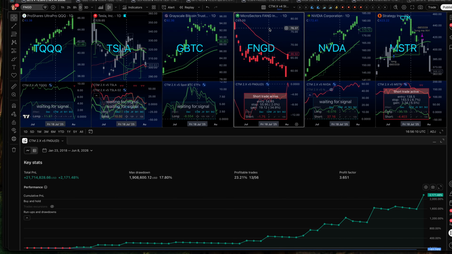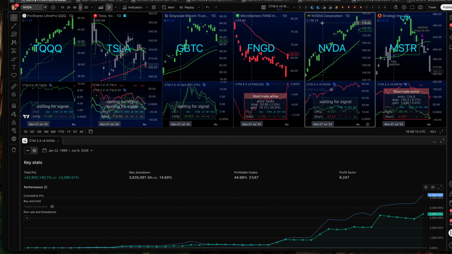Here's our FNGD, trading the FNG long over here. And then NVIDIA is so hard to outperform buy and hold. So hard. It's so difficult on the best performing asset, and there was a time when Bitcoin and NVIDIA were hand in hand. You think they'll ever be again? But the best performing asset, NVIDIA, is incredibly hard to outperform buy and hold.